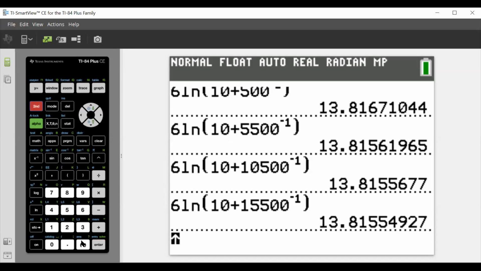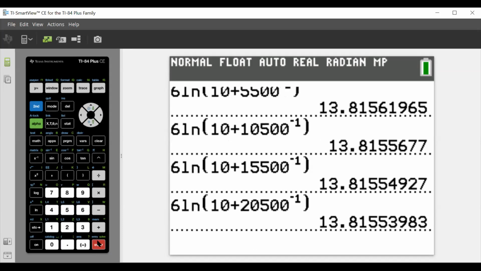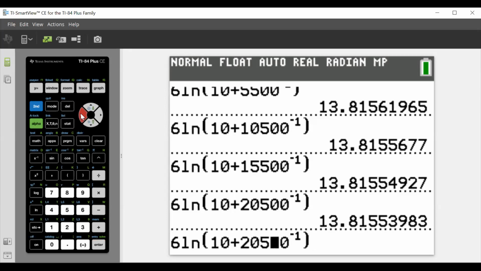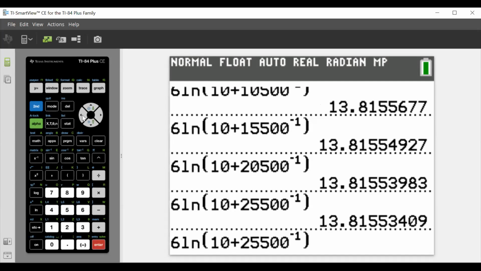Now let's go again. I think we had on our table 35,000, so we'll go all the way up to that. So now it's going to be 20,500, and we get 13.8155 again. Now notice it's slowly getting to the 3 and a 3. If we're going that far out, we could say we're getting pretty close to where we need to be. So now let's go to 30.